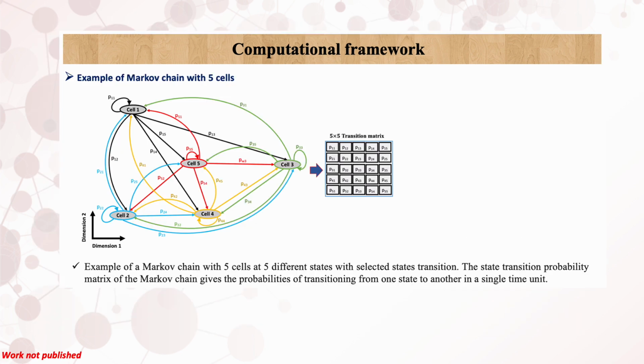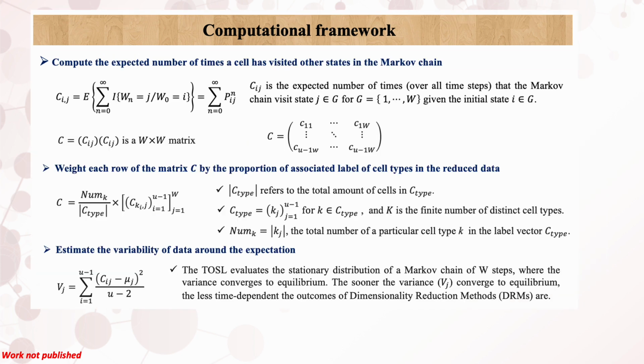Here, we provide an example of a Markov chain with 5 cells at 5 different states with selected state transitions. The state transition probability matrix of the Markov chain gives the probability of transitioning from one state to another in a single time unit. Thirdly, we compute the expected number of times each individual cell taken from its state could visit other states of cells in the Markov chain. As output, we generated a W×W square matrix describing the transition of all the cells in the possible W states, corresponding to the number of rows of the reduced data.